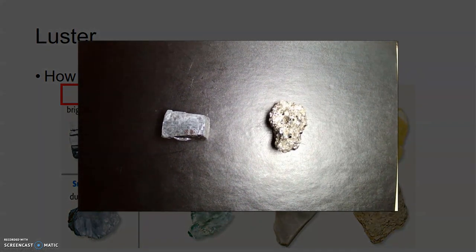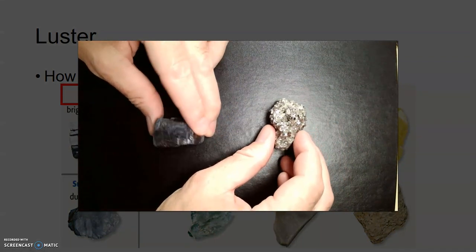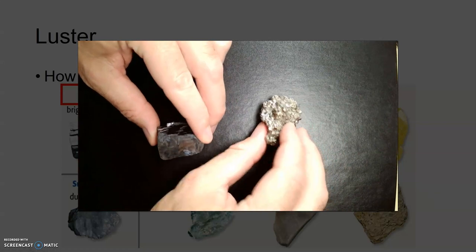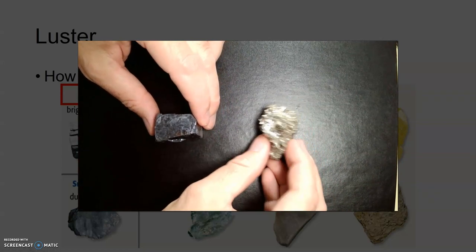Let me move this out of the way a little bit. These two minerals have a very metallic luster to them. They're very shiny, they shine like metal. It's a metallic luster.